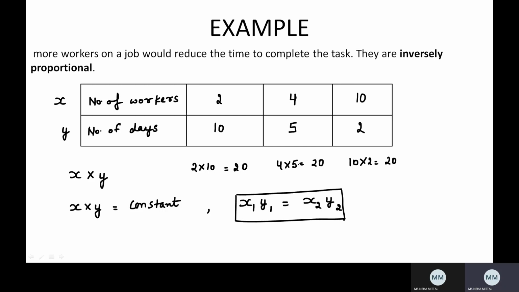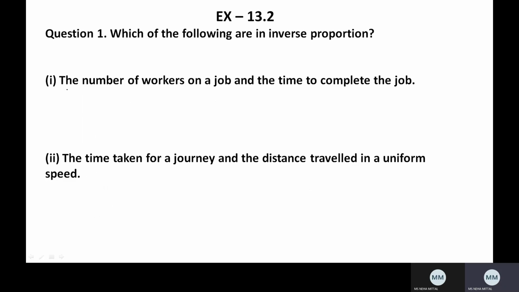Let us apply the concept in question number 1 of exercise 13.2. In these situations, we have to find which of the following are in inverse proportion. The first case is the number of workers on a job and the time. We have done this case in the example. So yes, this is a case of inverse proportion, because if we keep on increasing the number of workers, the time taken will decrease.